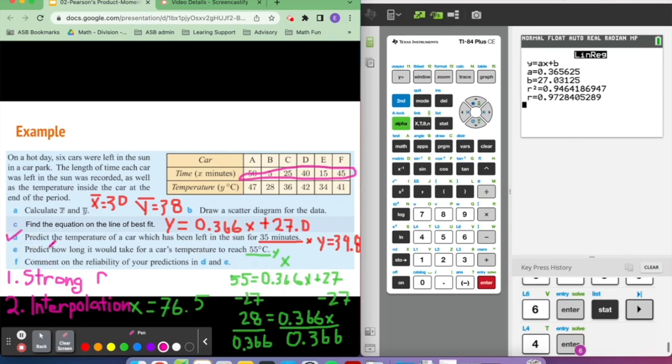For E, we still have a really strong R value, right? The R value hasn't changed, but let's talk about the X value. Our X value we found is 76.5. That's way above our maximum data point, which is 50. So in this case, for E, we would be doing an extrapolation. So we would say that E is not reliable, even though we do have a strong R value.